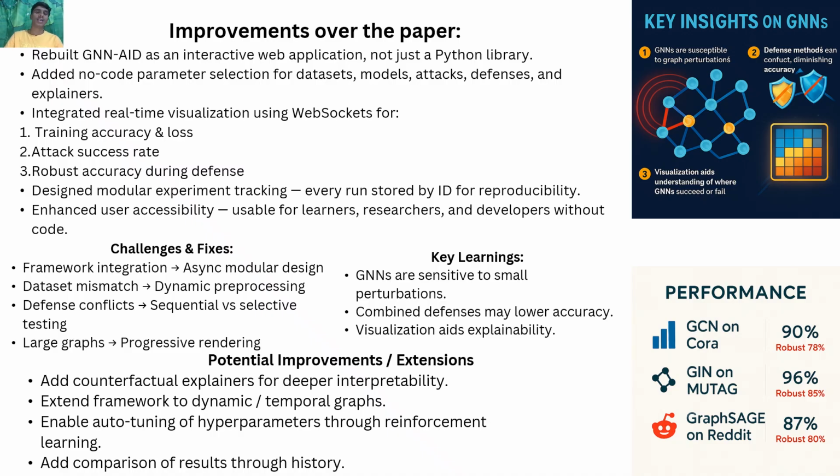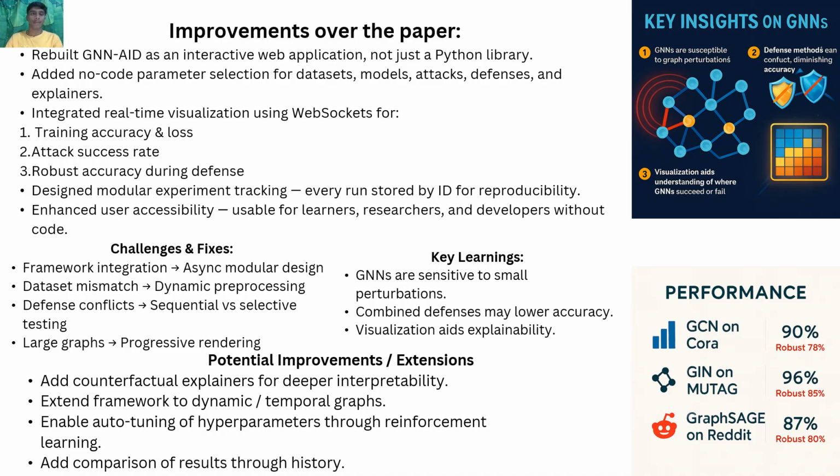Challenges and learnings. Some challenges we faced include framework integration, dataset mismatch, and handling large graphs, which we fixed through asynchronous design, dynamic preprocessing, and progressive rendering. We also observed that GNNs are highly sensitive to small perturbations and the combined defenses can sometimes lower accuracy, but visualization really helped in explaining this behavior.